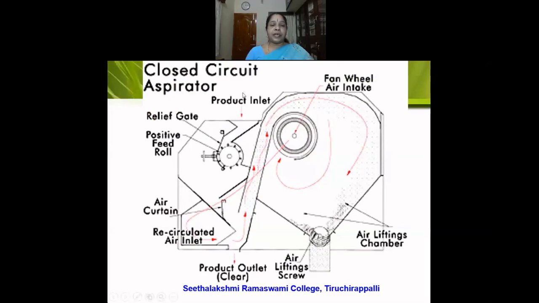In this image, you can see here the product inlet. It is here the wheat comes inside the machine. So through this, a steady stream of wheat will flow. It comes here, and here there is a rotating fan. The fan is responsible for producing air.